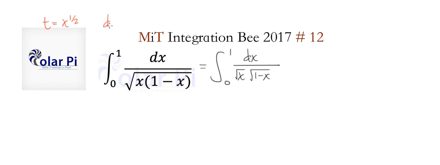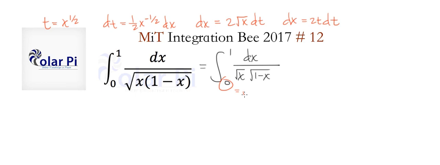And so you know the name of the game from here. We have to figure out what dt is, which is this. Then we solve for dx, because ultimately we want to substitute for x's in terms of t. That means dx is 2 root x dt, but root x is equal to t, and therefore dx is 2t dt.